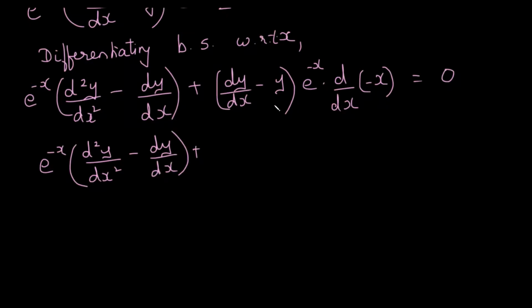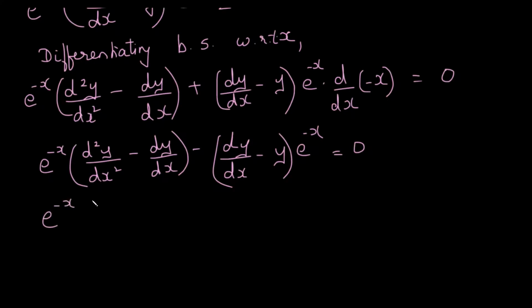Plus, in this case, dy by dx into e raised to minus x. Again, this term remains same, but the differentiation of minus x is minus 1. That minus sign comes here and minus into plus becomes minus. So as a result, we get minus dy by dx minus y into e raised to minus x is equal to 0. Now we take e raised to minus x common.